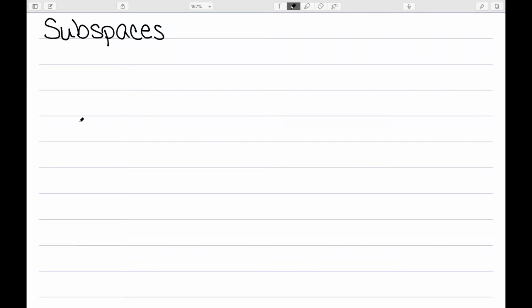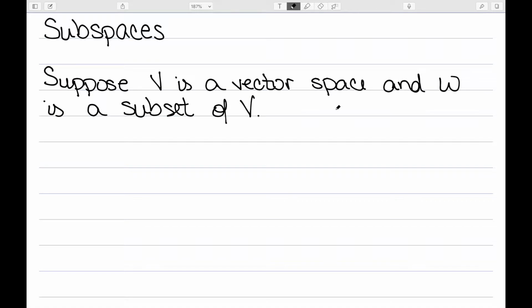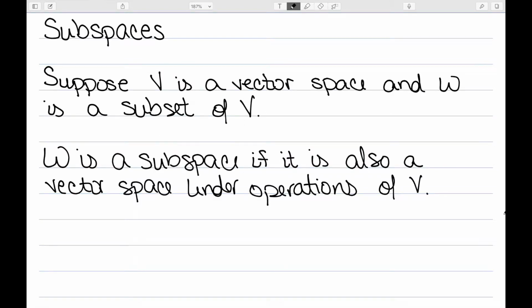I now want to consider the idea of subspaces. We're going to start with a vector space V, and W is a subset of V. So W is contained in V. We then say W is a subspace if it is also a vector space under the same operations of V.